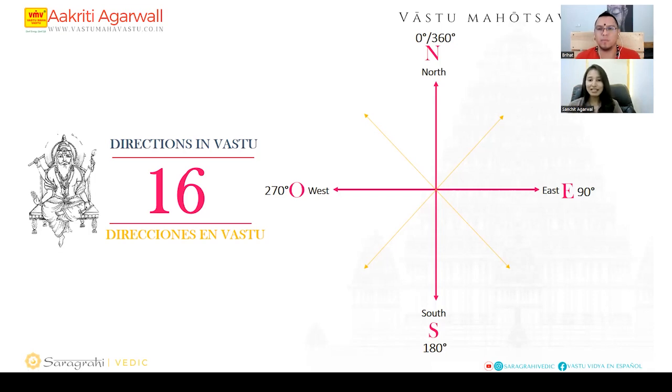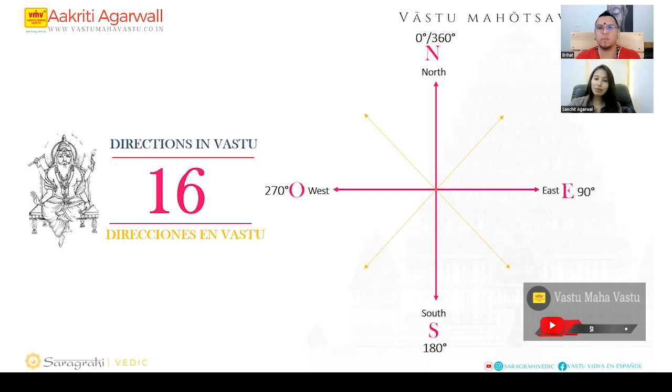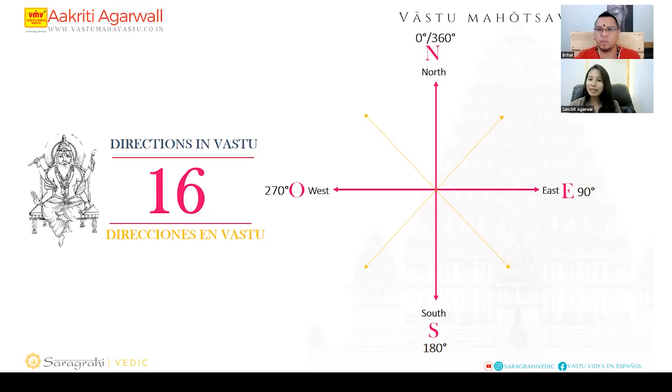That's why 180 degrees. Then from south, we move forward towards the west, which is 270 degrees. And from west, if we move, completing the circle, again coming to the north, this is again 360 degrees. So this is how the whole circle is completed within 360 degrees. These are the basic introduction about the four directions.